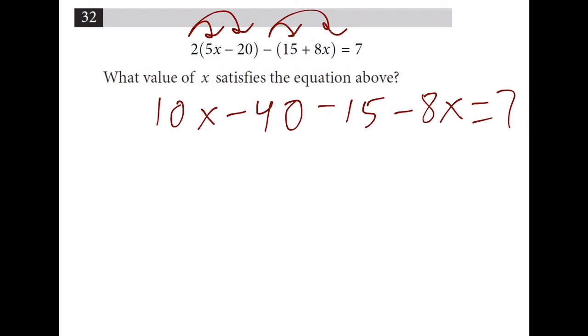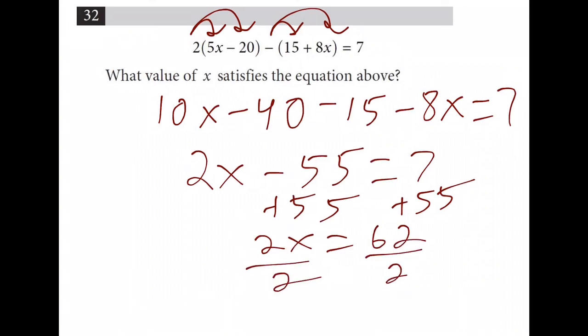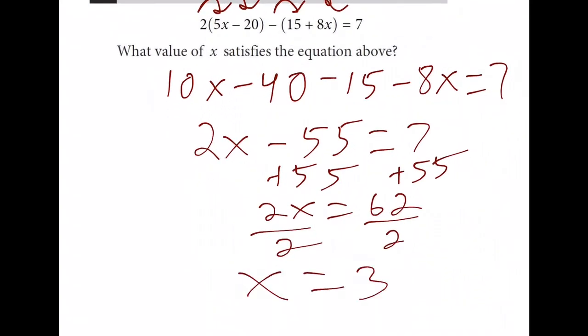From here we combine like terms. 10x minus 8x is 2x. Minus 40 minus 15 is a minus 55. We're going to add 55 to both sides. This gives us 2x is equal to 62. When we divide by 2, x is equal to 31.